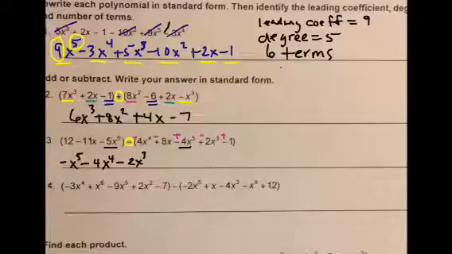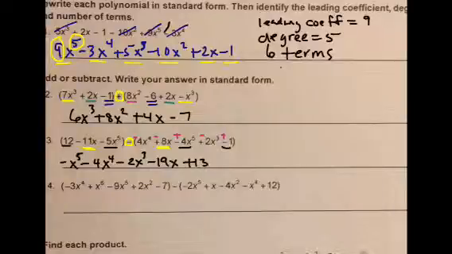Then I look for any squares, and there are none. I look for any x's, and I have 2 of them. So I've got -8x and -11x, so that's going to give you -19x. And then constants, I've got 12 plus 1, so that's 13.